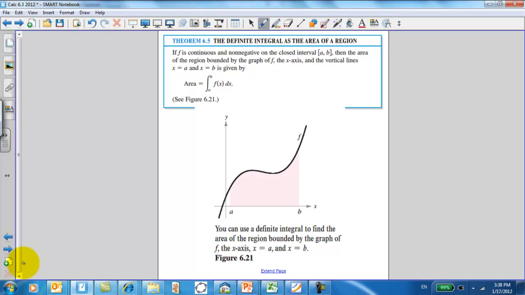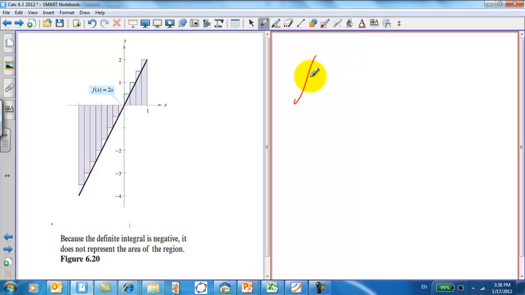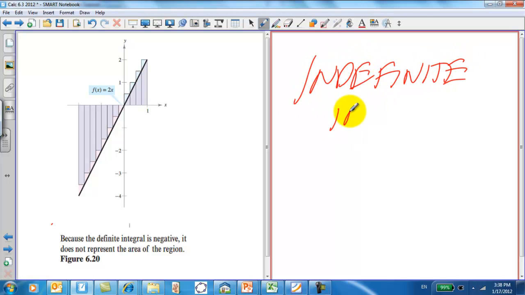Now, here's where I want you to start taking notes. This is the skill I expect you to be able to understand, and the notation. So our definite integral as opposed to indefinite integral. So let's first just back up for a second and say that indefinite integral is what we did in the first section.